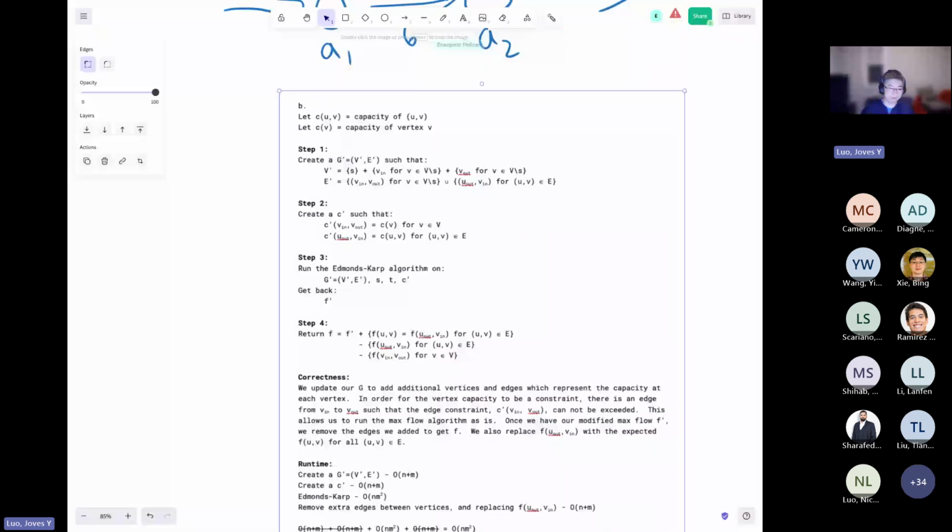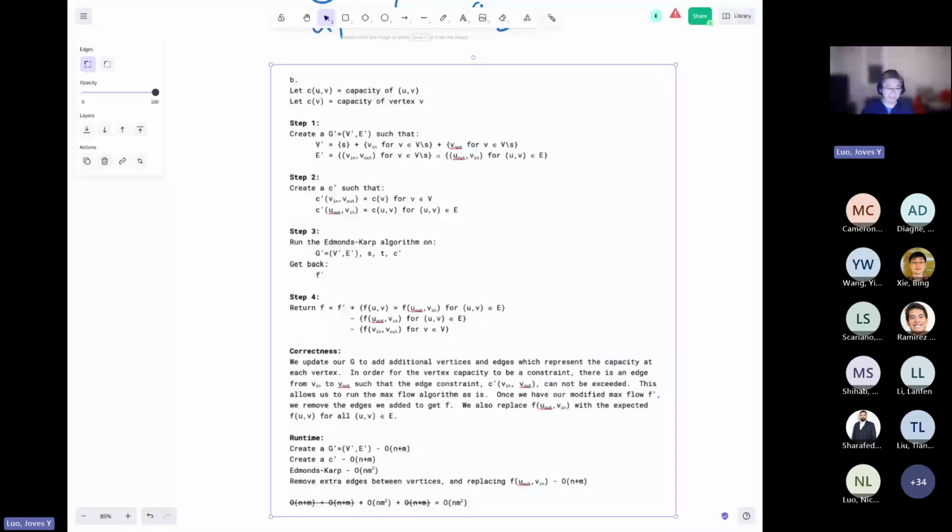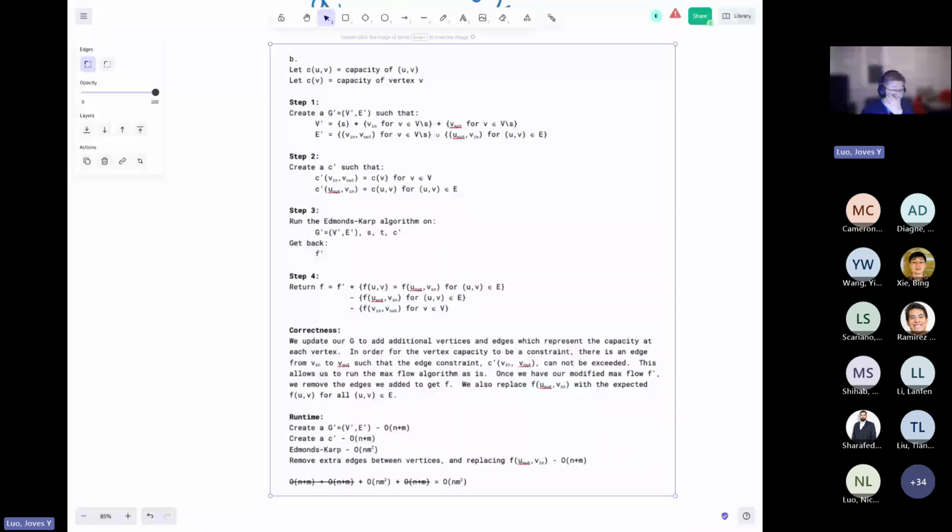So my capacity for everything on U out, V in is still going to be the same. But wherever I had a capacity for the vertex, I am going to apply that capacity to the new edges I made between V in and V out. Then once I have all that, run Edmonds-Karp, get back my flow, and then I am going to update that flow with all the information that I get.